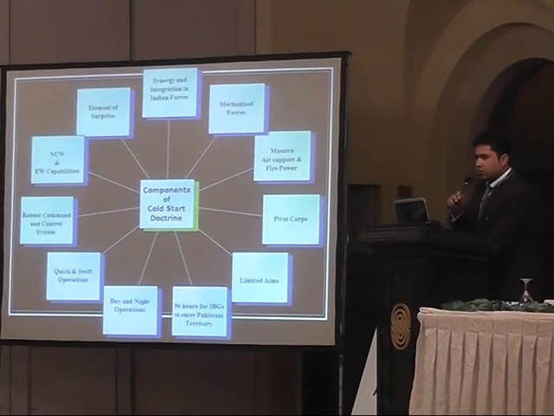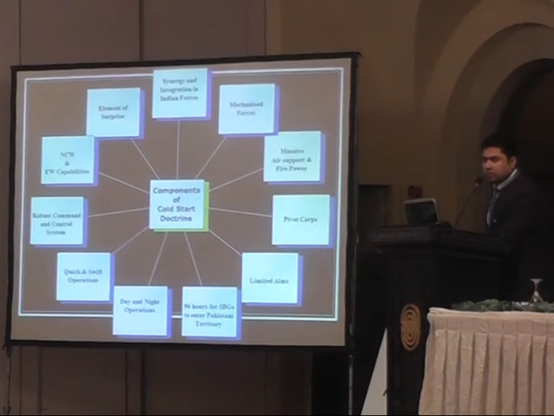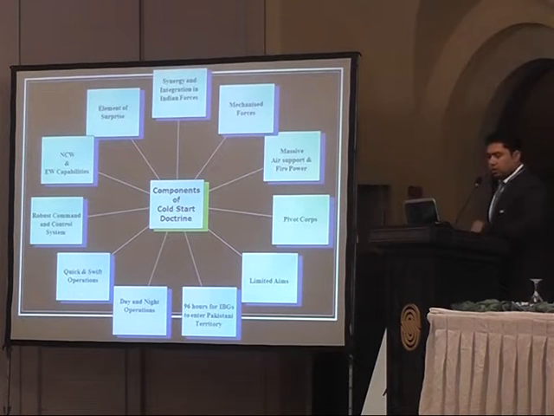Let's quickly come to the components of the Cold Start Doctrine. We are already aware that the Indian military introduced this doctrine in 2004 in the backdrop of the 2001 and 2002 attacks on the Indian Parliament. The purpose was to give Pakistan a punishing reply and to achieve conventional superiority against Pakistan. Let's quickly look at these components. Without these components, India cannot operationalize its Cold Start Doctrine against Pakistan. India has to fulfill these requirements.